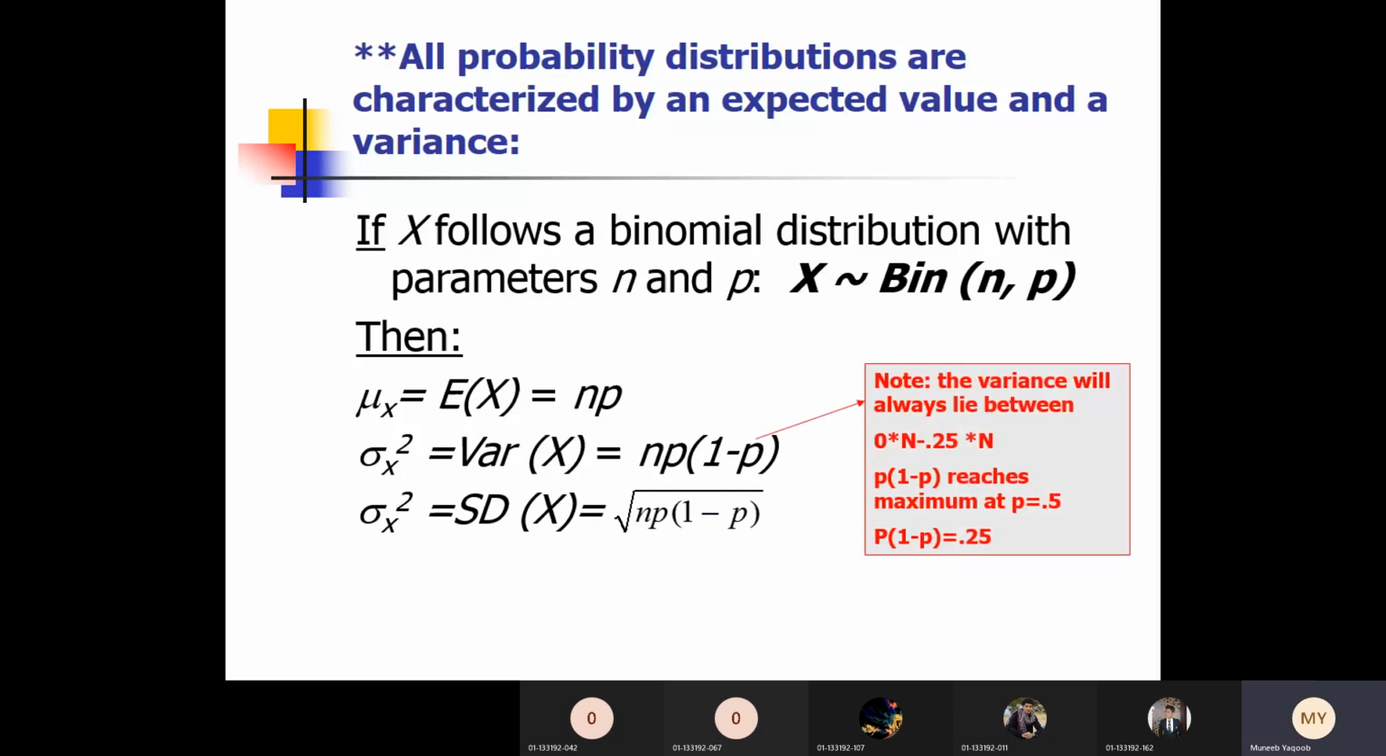So regarding the variance, what we can say, usually it is in between 0 to 0.25. Particularly, the maximum value of variance is 0.25 when the probability of success is 0.5.